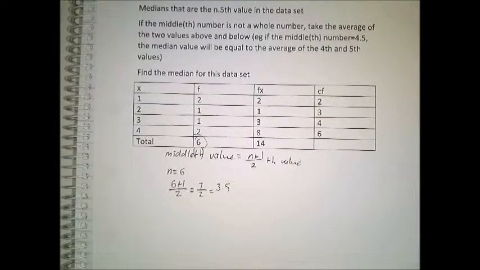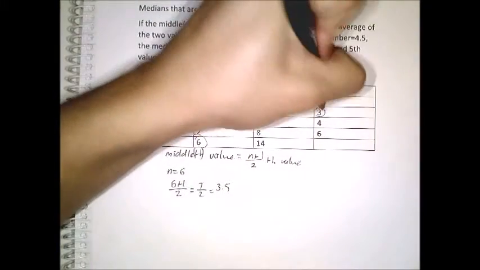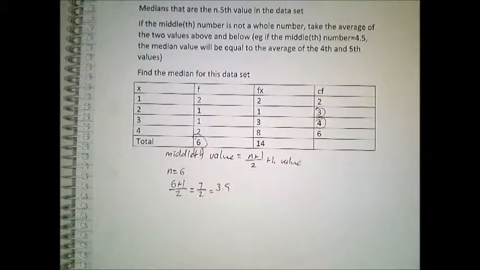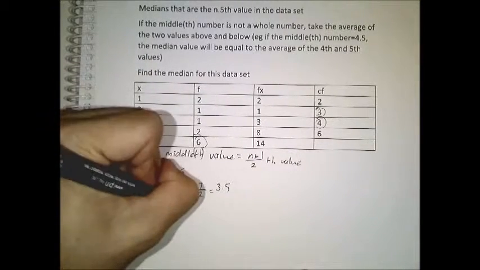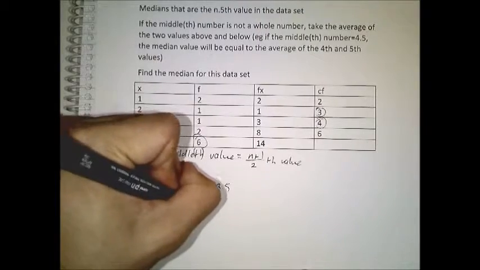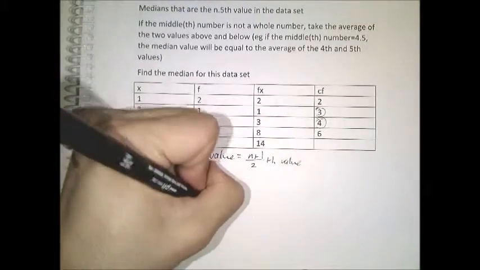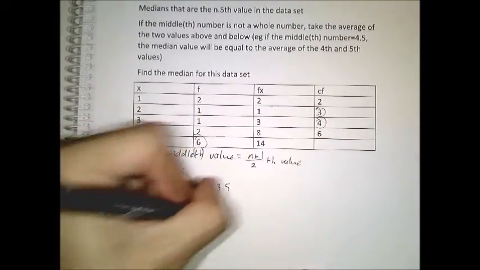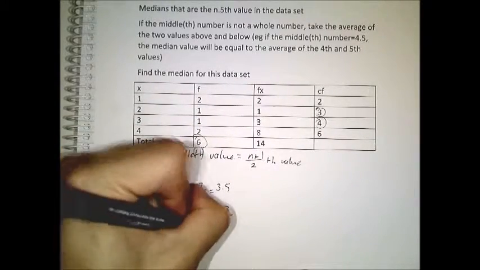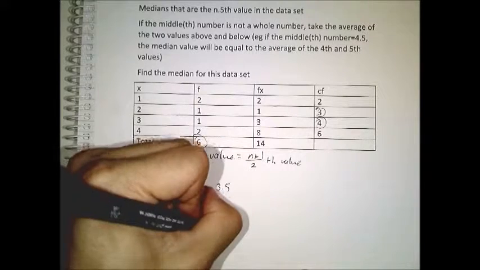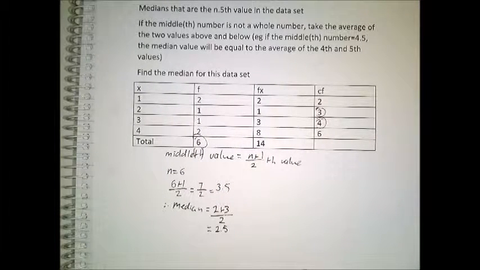In this case, I can take the average of the third and fourth value from my table to determine what the median would be. Therefore, for this question, the median would be equal to 2 plus 3 over 2, which is the average of the third and fourth value, and that is equal to 2.5. Therefore, my median value is equal to 2.5.